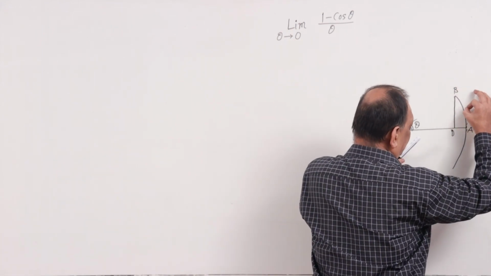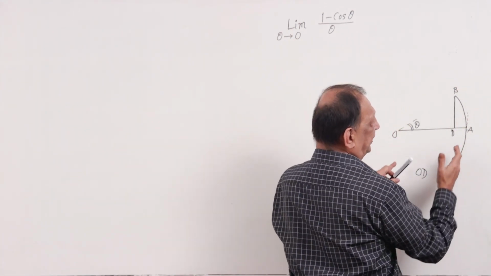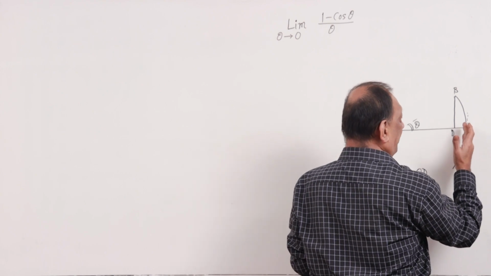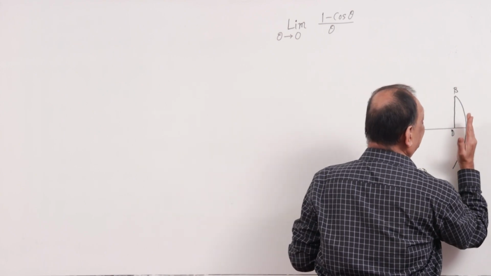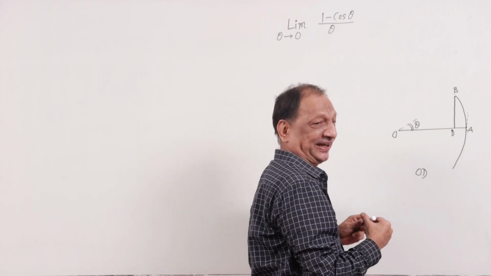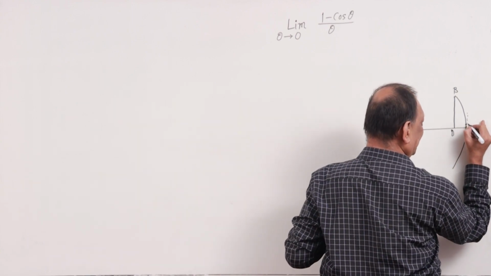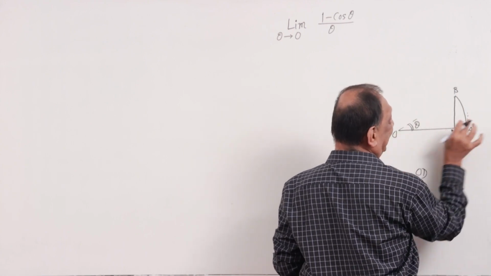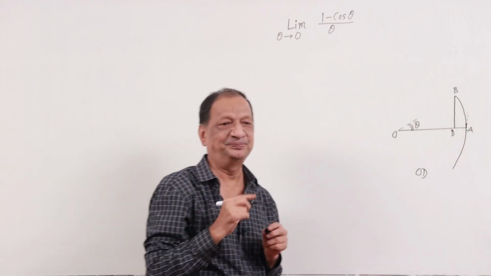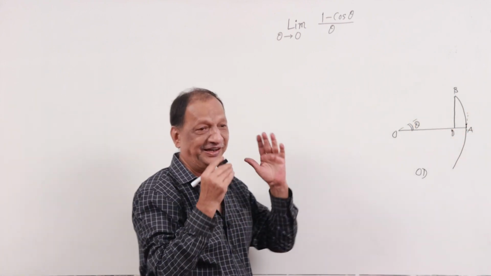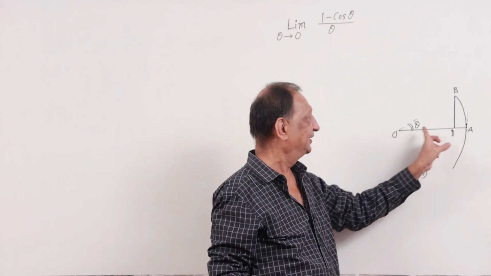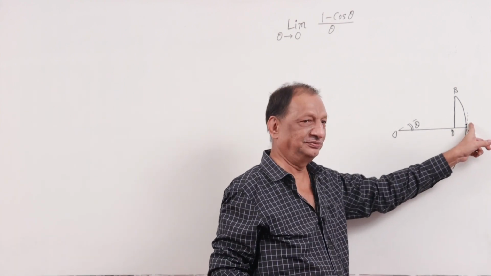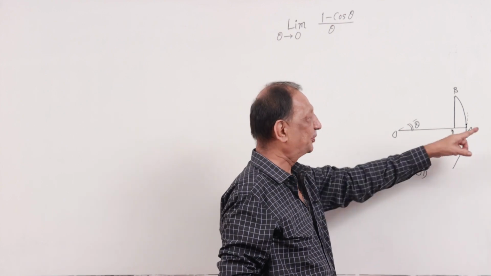When it comes nearer and nearer, now you can see that the path of the point is very close to the tangent. You can see that. Very close. So that means cos theta reaches 1 much earlier than theta reaches 0. You can intuitively think like that. Cos theta approaches 1 much faster than theta approaching 0.